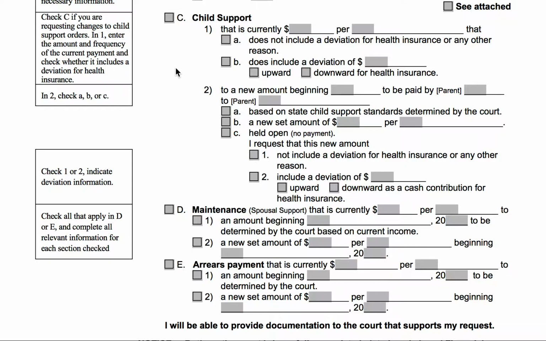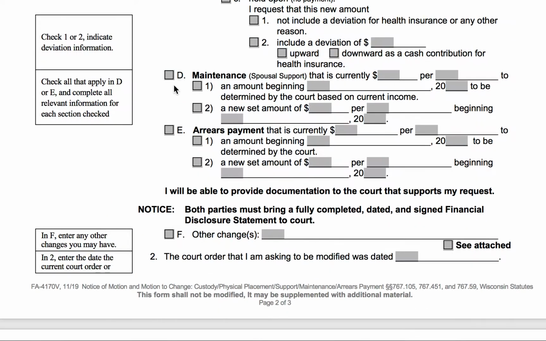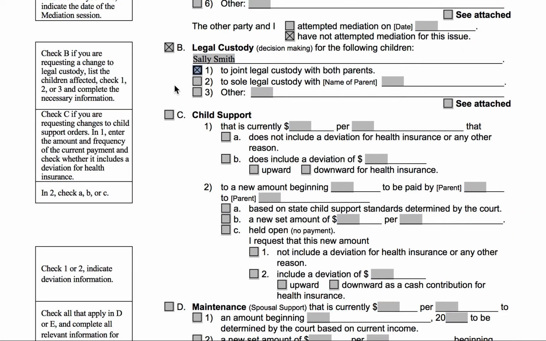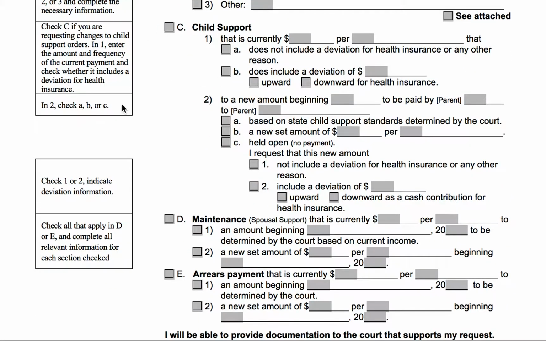All right, let's hop into the form here. So we are on the child support section of the form, which is midway through the second page here. And if child support is what you want to talk about, you check C. And child support is broken into two pieces. The first piece is what your child support order currently is, and then the second piece is where we'll talk about what it is you want it to be.